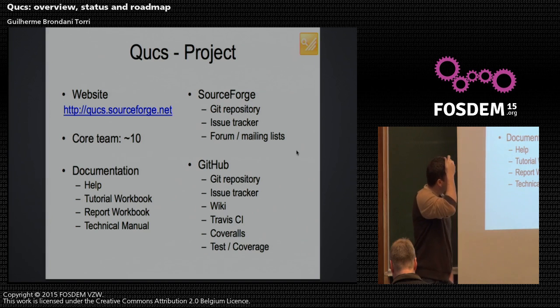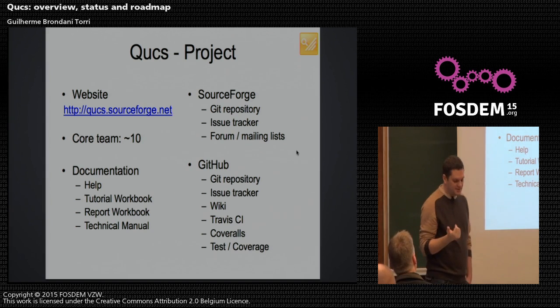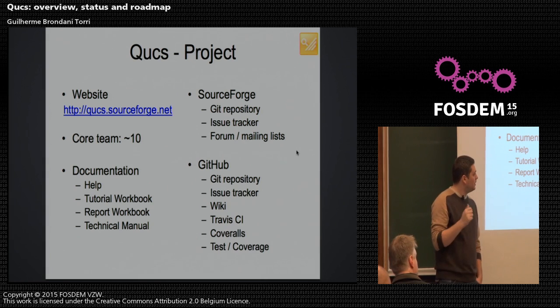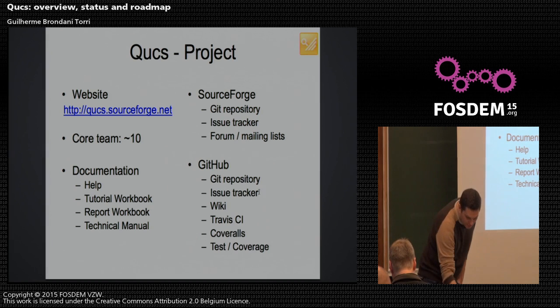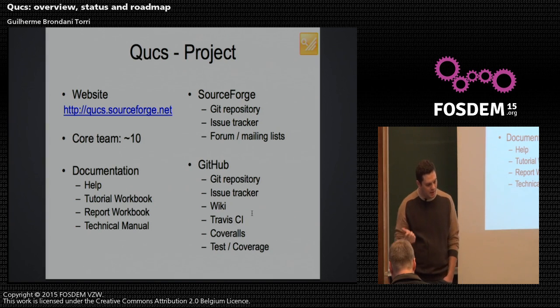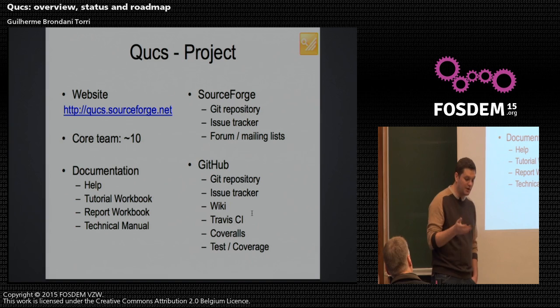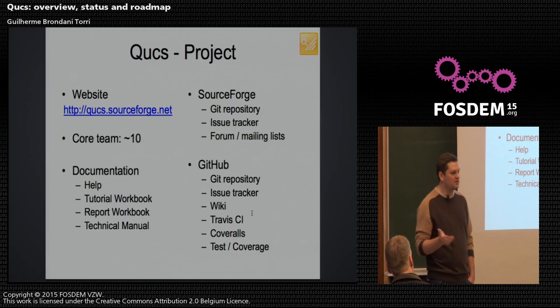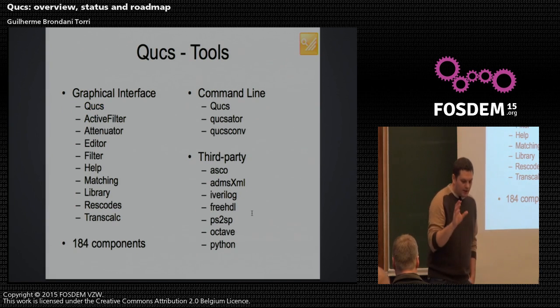We originally had SourceForge. Then we migrated to a Git repository. We still use the tracker there, the forum and the mailing lists. But we are moving heavily to GitHub. We are activating the issue tracker and the wiki there. We also have continuous integration with Travis, building on Linux with GCC and Clang, and on OS X also. We are measuring coverage on the simulator. Right now we have 40% coverage, and we are trying to automate the testing so we don't break stuff as we develop.